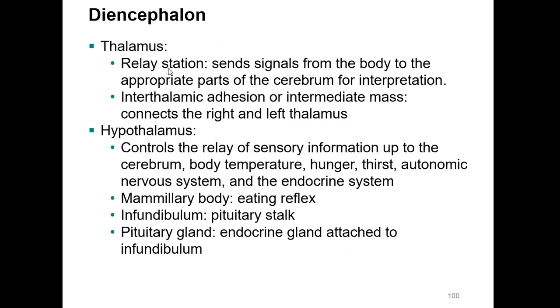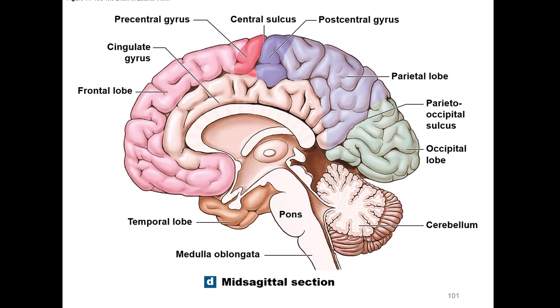So it's a relay station. It sends signals coming up from the body to the appropriate parts of the cerebrum for interpretation. This little structure right here on the thalamus is known as the interthalamic adhesion. We actually have two parts to the thalamus, a right thalamus and a left thalamus. The two thalami are separated by the third ventricle, a slit-like narrow ventricle that runs right here. So this little interthalamic adhesion connects the right thalamus with the left thalamus by going through the third ventricle.